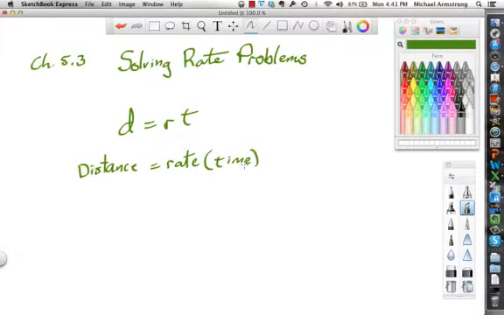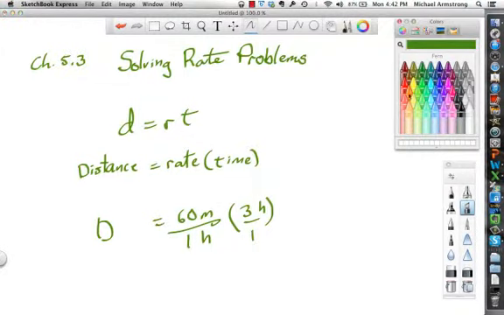Okay? So for instance, if we know that we're traveling at 60 miles per 1 hour, and we multiply that by 3 hours, that's our time. Our rate is our speed, 60 miles per hour. We multiply that by 3 hours. We can write that like a fraction if we want to. And that's what our distance is. Distance equals rate times time.